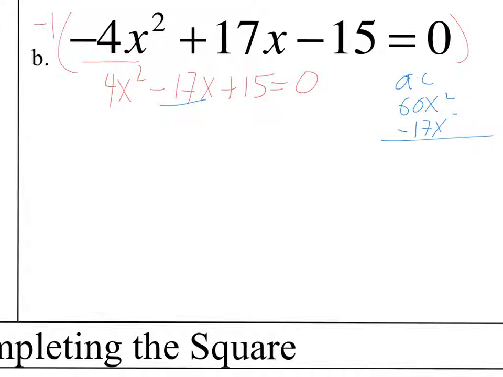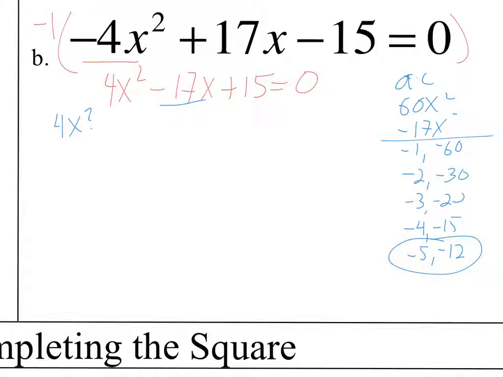So now I need to find things that are negative and multiply to 60. Negative 1 and negative 60. That gets me negative 61. Okay, negative 2, negative 30 gives me negative 32. Negative 3, negative 20 gives me negative 23. Negative 4, negative 15 gives me negative 19. Negative 5, negative 12 gives me negative 17. That's our winner.